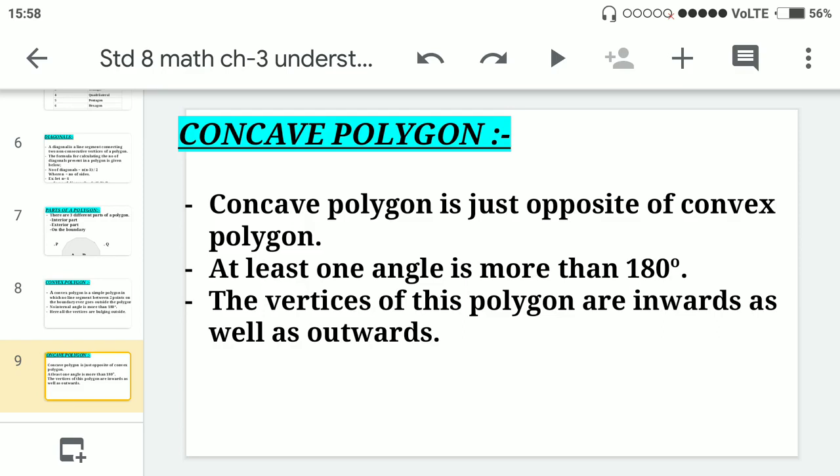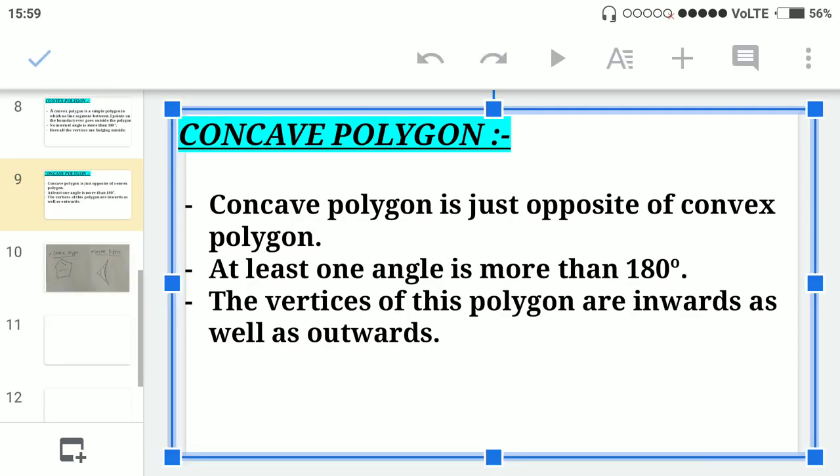In that case, we have studied that all the angles are less than 180 degrees, but here at least one of the angles is more than 180 degrees. Otherwise, it cannot be a concave polygon. And here the vertices of the polygon are inward as well as outward. That means some vertices may be inward or some vertices are present outside. So it can be both. And if you draw any line segment joining 2 points inside that polygon, it may or may not lie in the interior part of that polygon. Okay, let's see the figure, you will be clear about it.